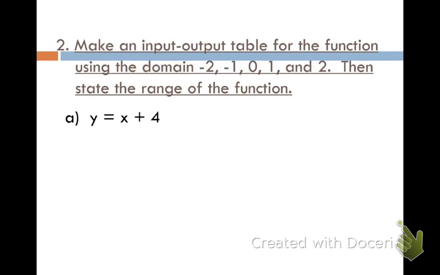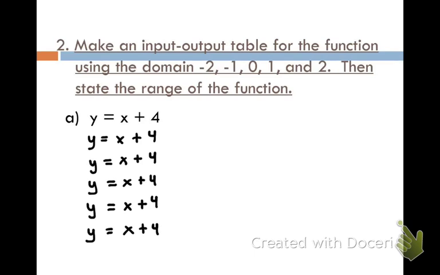So, as you can see right here, how many numbers am I going to be plugging in as my domain, or as my x? 5. So what we're going to do to start with is we are going to rewrite our function 5 times. All right, so once you've written it 5 times, we are going to make an input and an output table.